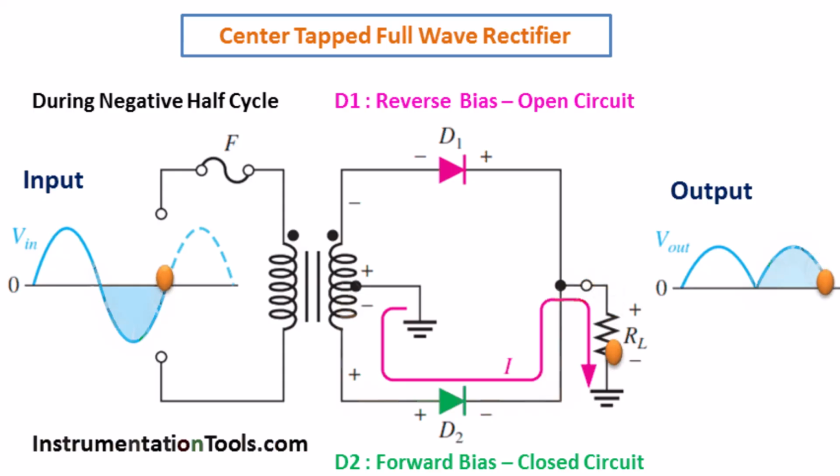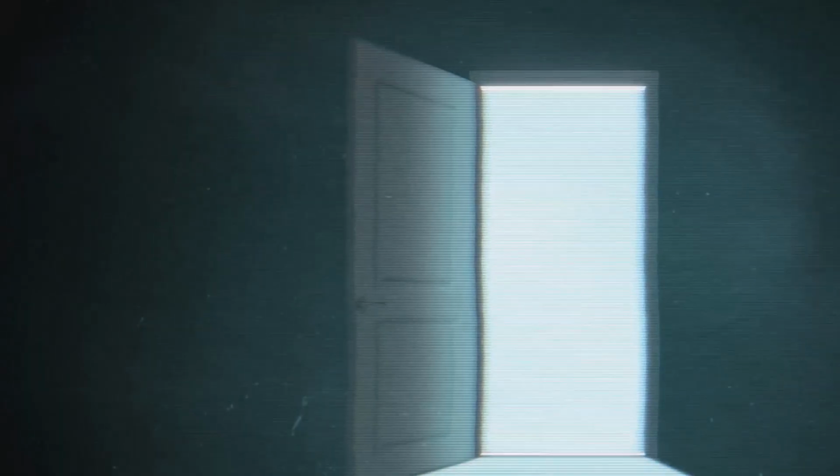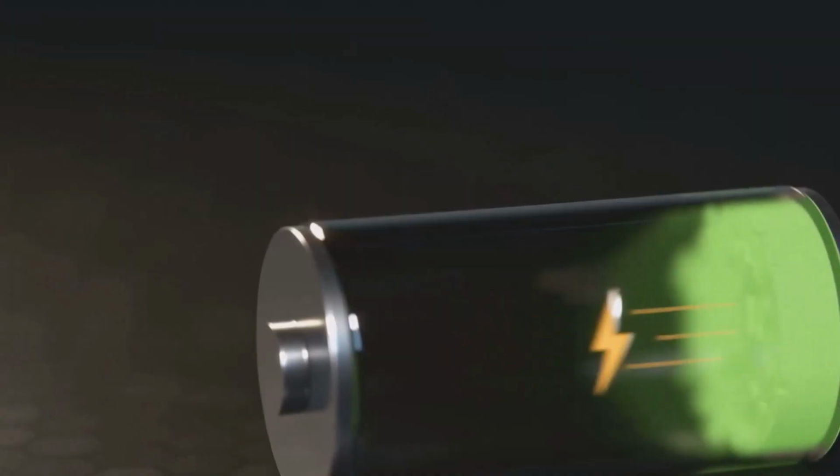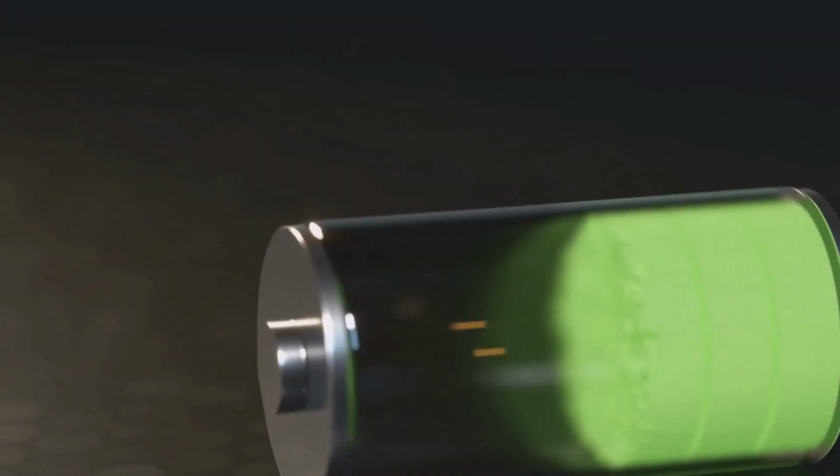The main component that makes this magic happen is a tiny electronic gatekeeper called a diode. You can think of a diode as a one-way door for electricity. It allows the current to flow through in one direction, but slams the door shut if the current tries to flow back the other way. This simple but brilliant property is the key to converting AC to DC.